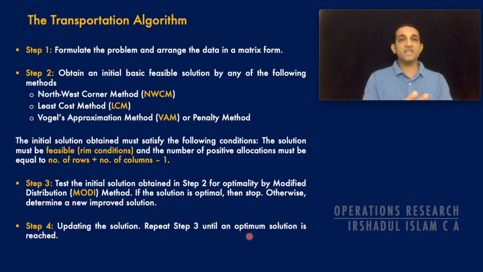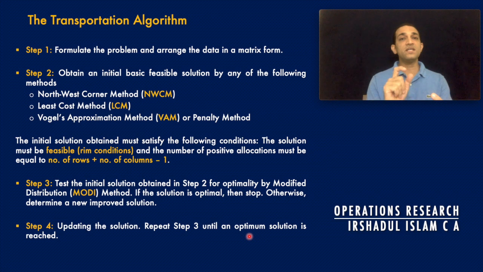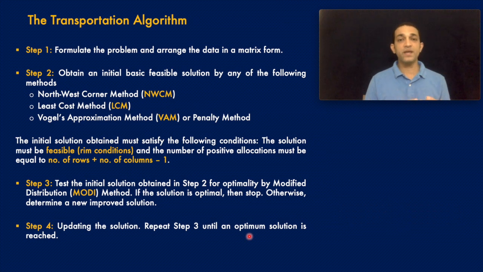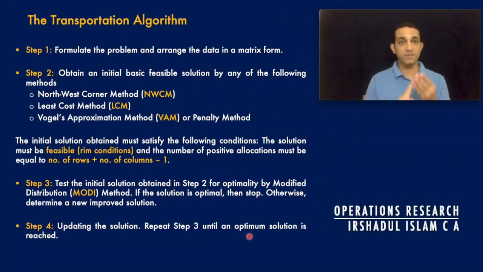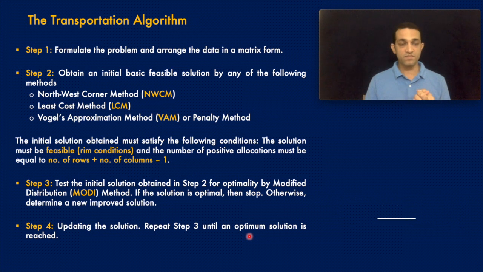The transportation algorithm, we have 4 steps. The first step, we will formulate the given problem and arrange the data in a matrix form. Second step, obtain an initial basic feasible solution by any one of the following methods. We have three methods to calculate the initial basic feasible solution. They are northwest corner method, least cost method, and Vogel's approximation method, also known as penalty method.